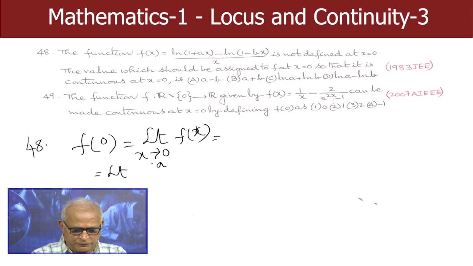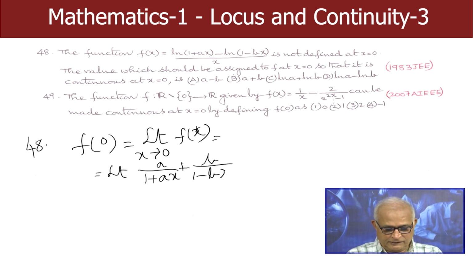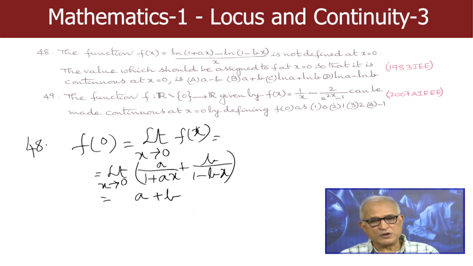ln 1 plus ax డెరివేటివ్ a by 1 plus ax minus ln 1 minus bx డెరివేటివ్ 1 minus bx డెరివేటివ్ minus b by 1 minus bx. సో plus b by 1 minus bx by derivative of x 1. డినామినేటర్ ఇంక రాయక్కర్లేదు 1 కాబట్టి. సో దిస్ ఈజ్ ఈక్వల్ టు a plus b. సో f0 మస్ట్ బి ఈక్వల్ టు a plus b if at all f were to be continuous at x equal to 0. So f must be necessarily equal to a plus b at x equal to 0. So a plus b is the correct choice.